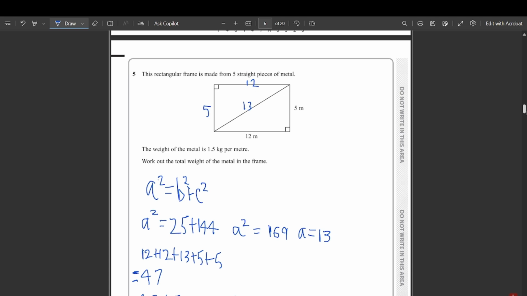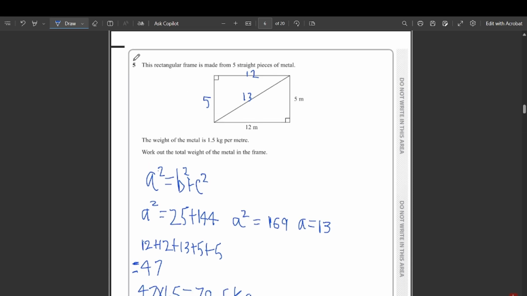And then moving on to question 5. This rectangular frame is made from 5 pieces of metal. And then we're simply shown the frame. The weight of the metal is 1.5 kilograms per meter. Work out the total weight. Now, firstly, we need to work out the length of this diagonal bit. And to do that, we use Pythagoras' theorem. So 12 squared plus 5 squared equals a squared. So 25 plus 144 equals 169. A squared equals 169. So you just need to know the square root of 169, which you should hopefully know is 13.